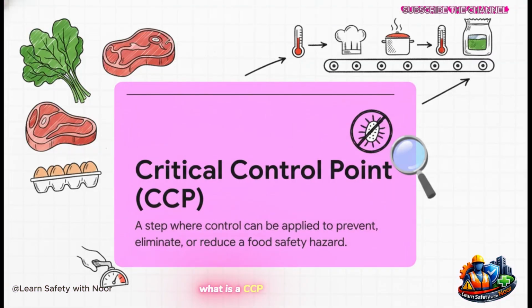Okay, so let's get right into the terminology. What is a CCP, a critical control point? Well, think of your entire food production process as a chain. A CCP is a specific link in that chain. It could be receiving ingredients, cooking, chilling, whatever, where you have the power to step in and control a hazard. It's that make or break moment where you can actively make the food safe.